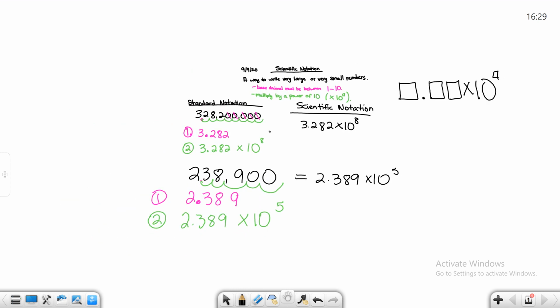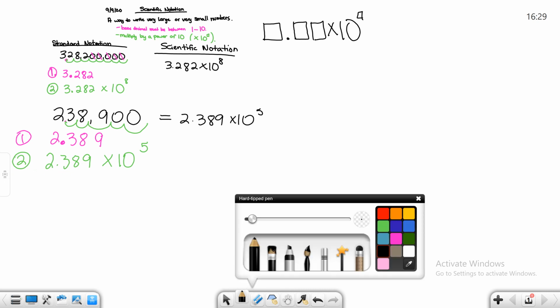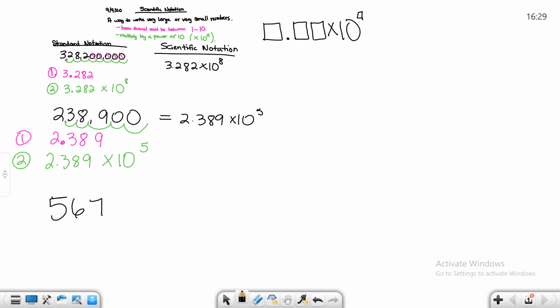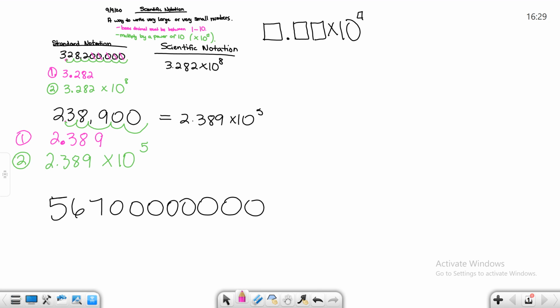All right, let's go ahead and try one more example. Let's try to write this number in scientific notation. So the first step, just like any other, is to convert that very large number into a number between 1 and 10. So first I'm going to go ahead and put that decimal right here. So this would be 5.67.